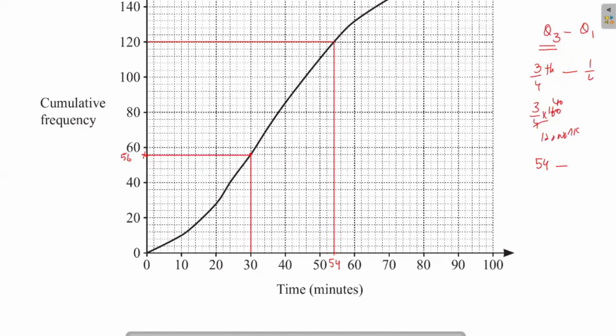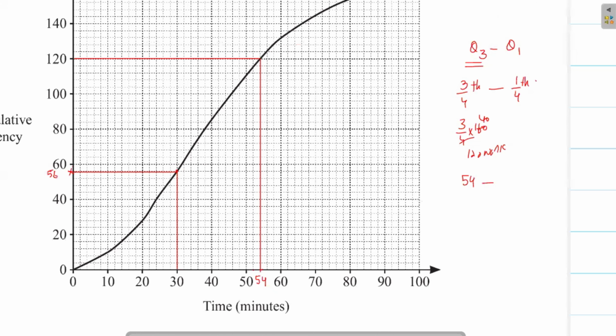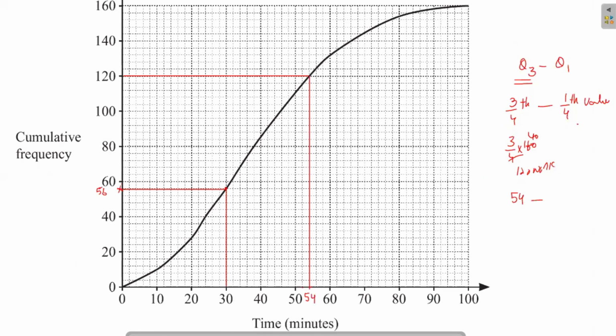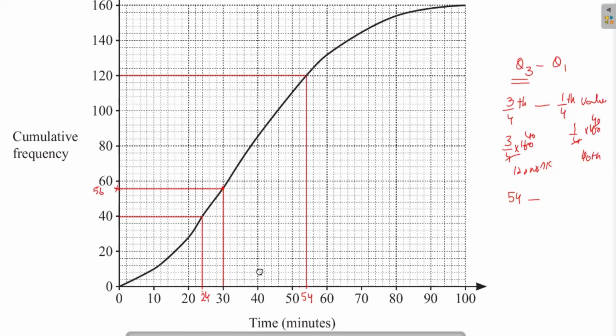Q1 is the 1/4 value of data. Then the 1/4 value of data, you see here, there are 160 workers. Therefore, 1/4 multiplied by 160. This is the 40th worker time for the journey. Now for the 40th worker time journey, we draw the horizontal line from 40. It intersects the curve at this position. We will draw the vertical line. This vertical line intersects the time axis at this position. This is 24 minutes.